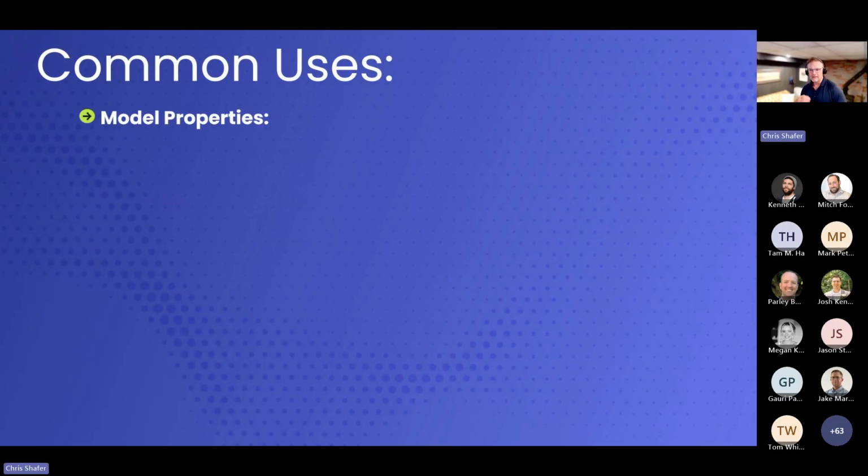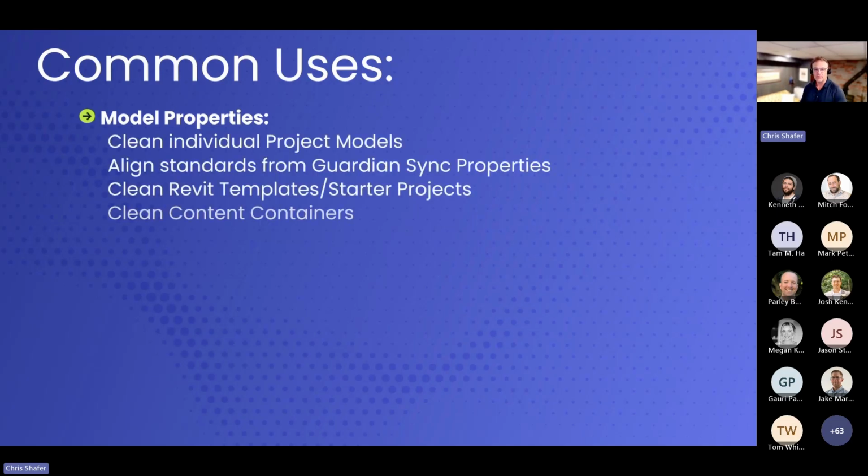So what I'd like to do here is get to a little more specific use cases for model properties that we've seen throughout the years. We talked about cleaning individual models, but one step above that is aligning standards from Guardian Sync properties. In previous webinars, we talked about how you can host your baseline standards in the Guardian Cloud, which we call Guardian Sync properties, and Guardian will identify and, if set accordingly, automatically update your model's properties to that in the cloud, ensuring perfect alignment across your projects.